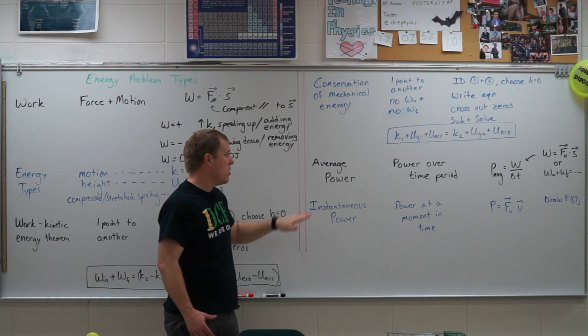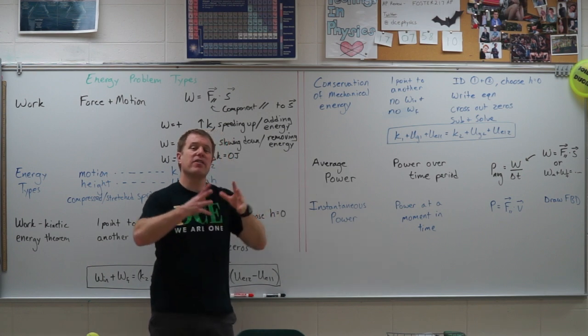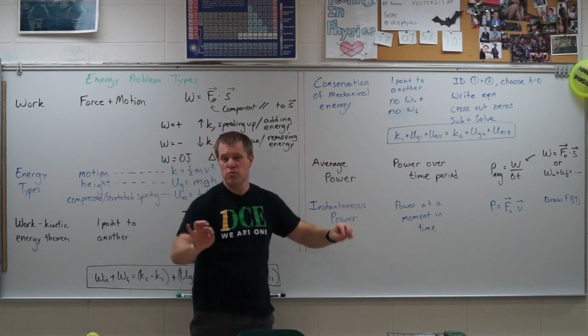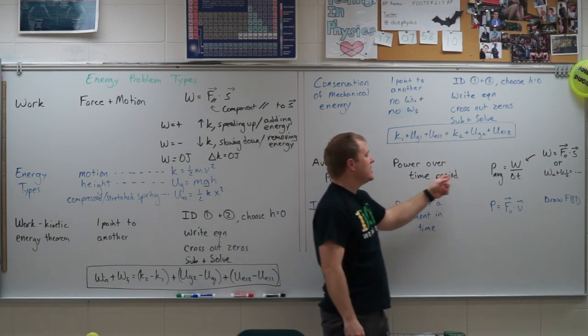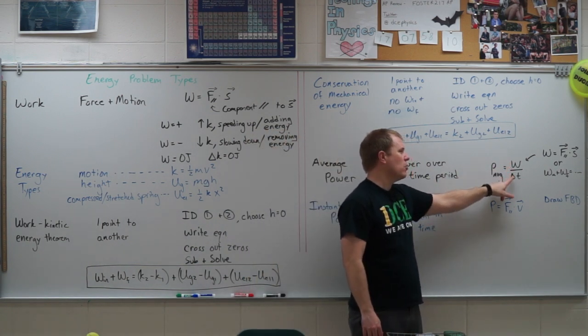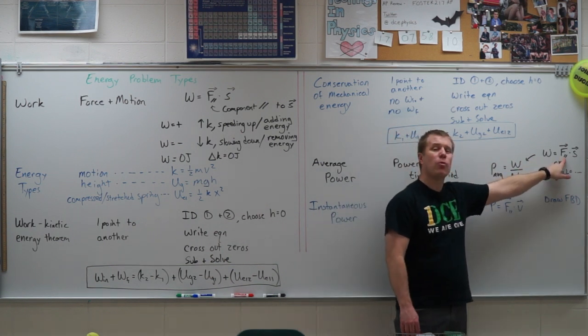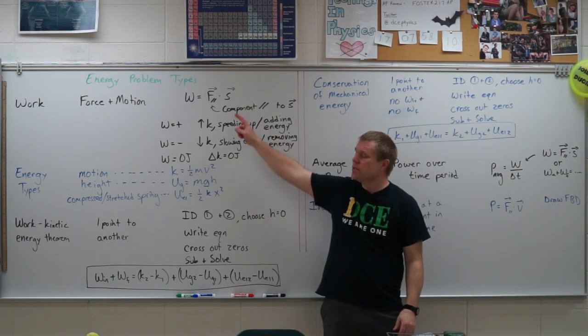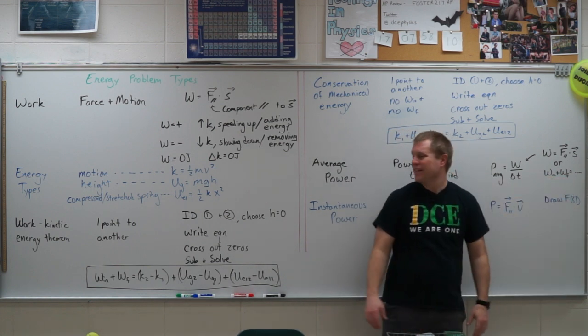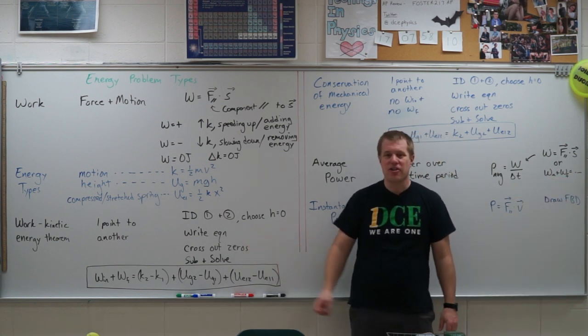Now we have two types of power. We have average power. That's the power that occurs over a period of time, maybe you running upstairs. If that is the case, you find average power by taking the work divided by time. You can find work a couple ways. One way is by multiplying a force times a displacement, similar to this method. The other way is finding the work directly out of the work kinetic energy theorem.